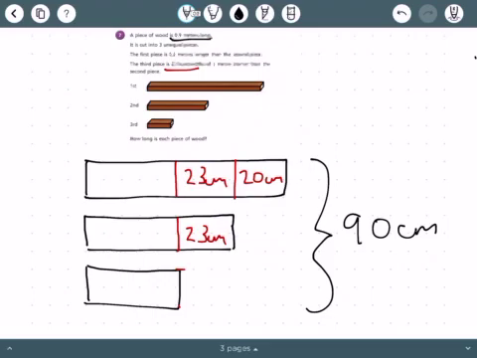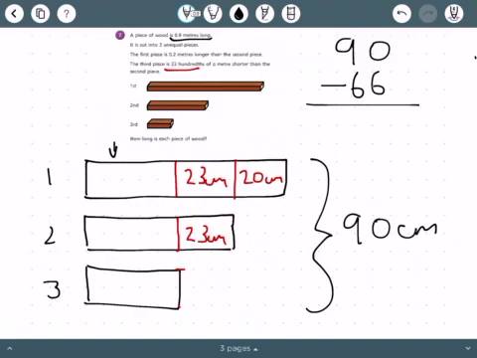I need to work out, these pieces here are all the same. So 1, 2, and 3, the remaining pieces are going to be all the same. So if I add those up, if I do 23 add 23, I get 46. Add 20 is 66. So if I take away 66 centimetres from 90 centimetres, 90 take away 66, I'm going to get 24 centimetres.